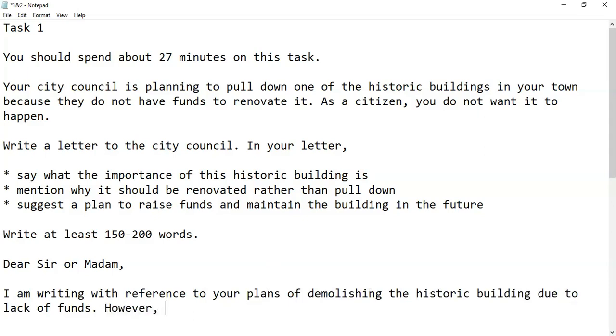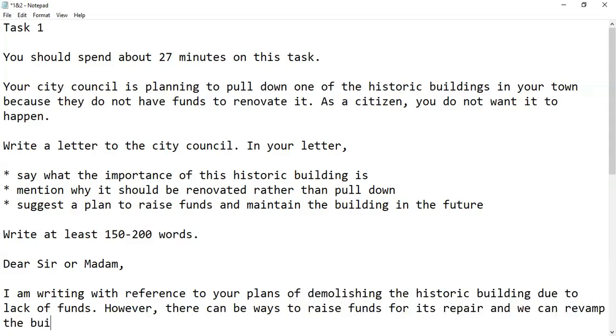However, as a citizen, you do not want it to happen. So renovation, what is the other thing that you can say for renovation? So it could be revamp, it could be repair, anything. Okay. However, there can be ways to raise funds for its repair. And we can revamp the building. So without any obstacles, we can raise funds is what I'm trying to say here.